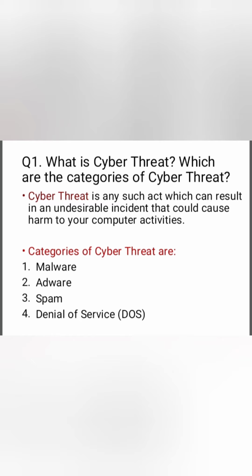First question, what is a cyber threat? Which are the categories of cyber threat? A cyber threat is any such act which can result in an undesirable incident that could cause harm to your computer activities. So the categories of cyber threat are malware, adware, spam and denial of service.